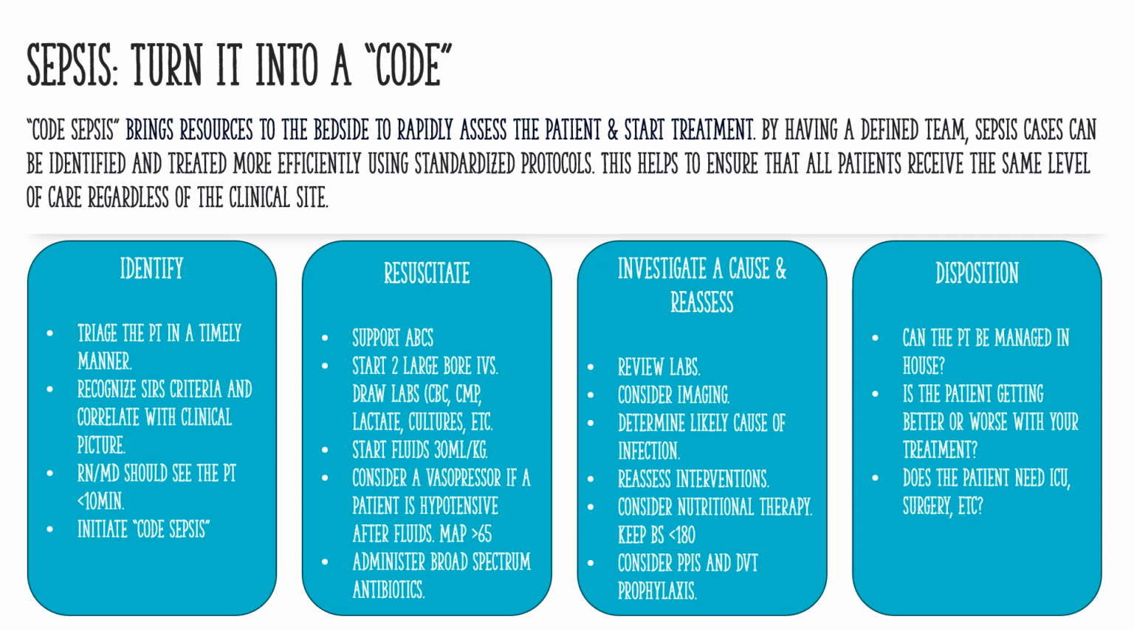MAP is the primary indicator of perfusion. However, we want to watch urinary output and neurostatus also. If the hemoglobin is below 7, maybe consider a blood transfusion. Again, correlate that with the clinical picture, figure out what's going on. After your fluids, if the patient is still hypotensive after fluid resuscitation, a vasopressor should be added.